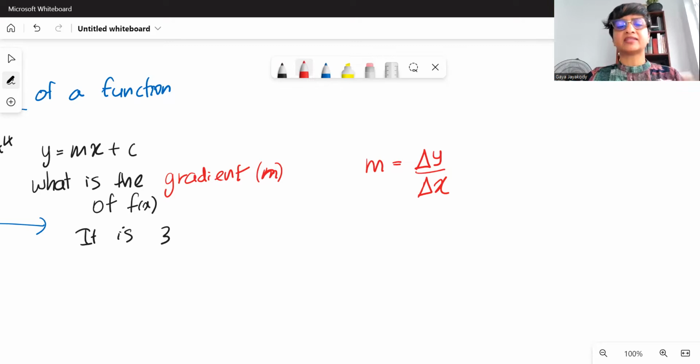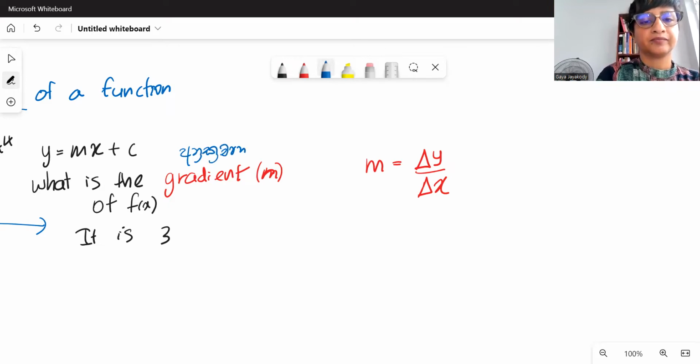The gradient. Give me different words that you use for the same idea, gradient. Okay. There are other words used for the same notion.